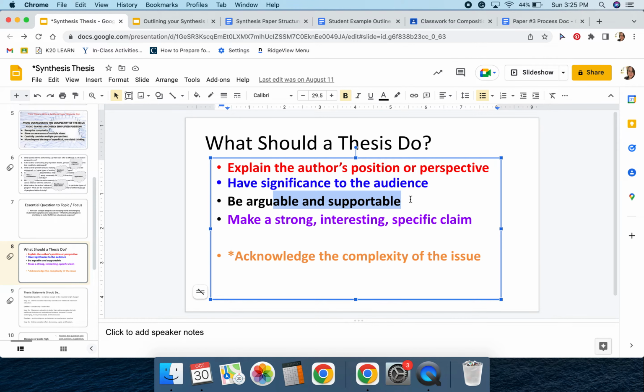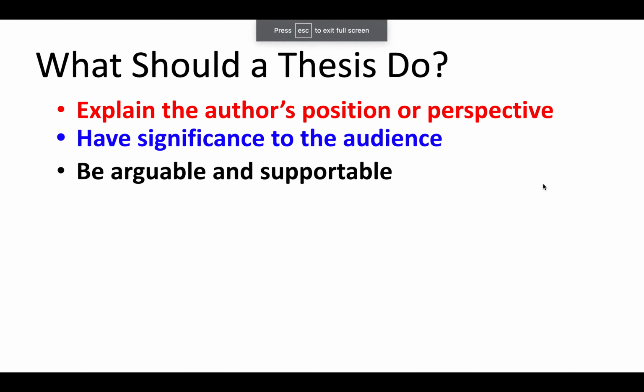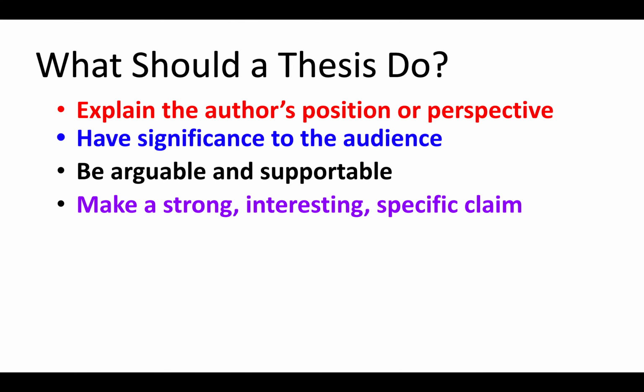It should be arguable and supportable, or like debatable, right? There should be multiple perspectives that people would have on this, not just a fact. So I wouldn't want to say just more students from different backgrounds are going to college. That's not something anybody can disagree with. It's just true. It should make a strong, interesting, and specific claim, and that specific is important. I'm specifically focusing on students from lower socioeconomic status types of backgrounds, so that makes it specific. I'm also specifically saying gen ed structures need to change, not just college needs to change, because that's super broad.